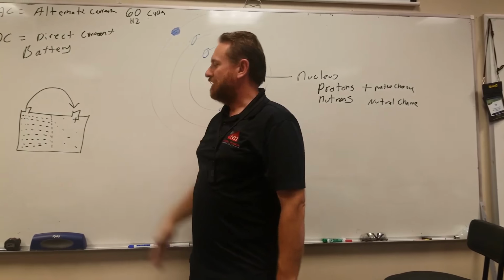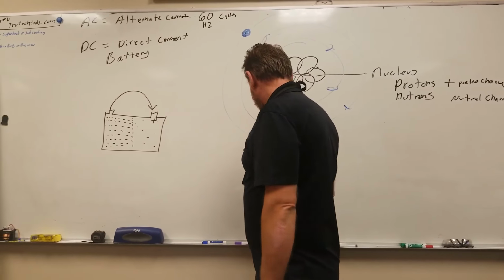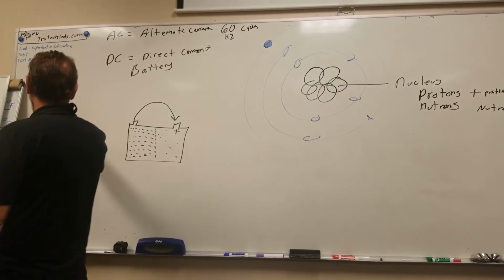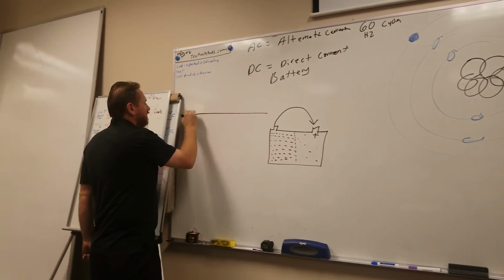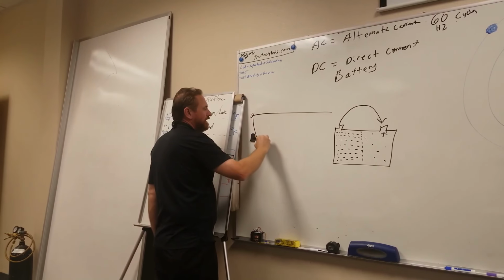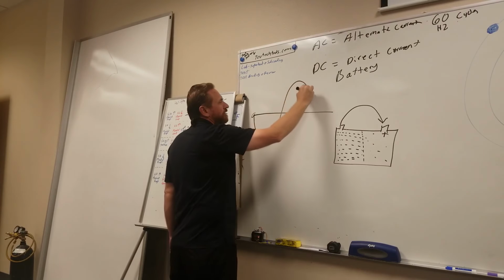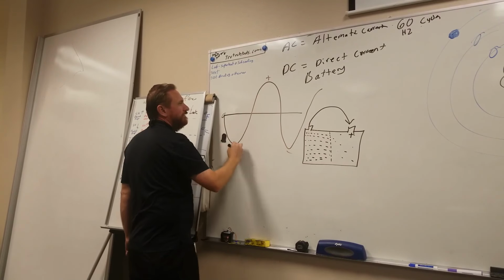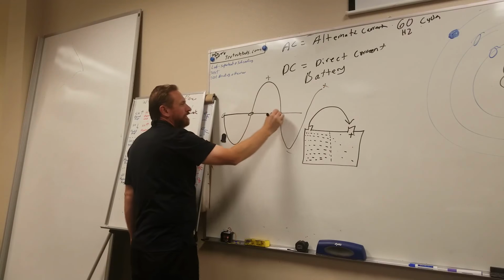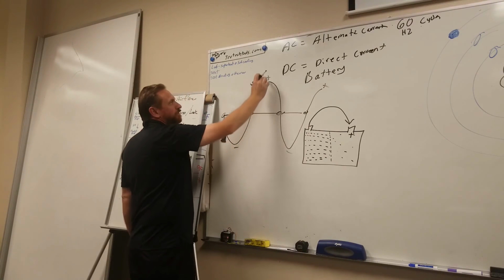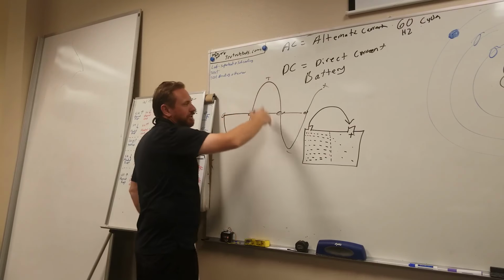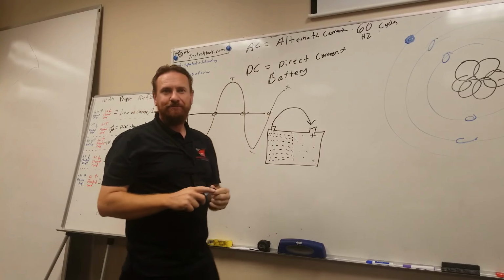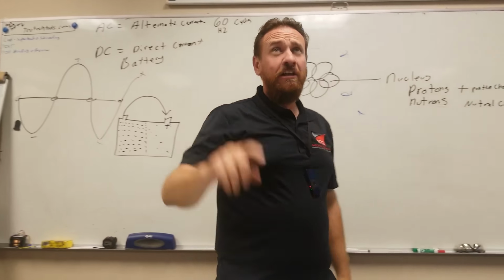Alternating current changes direction 60 times a second, and really quickly we'll introduce a sine wave to you. Sine wave, you have a 0 point. Electricity is going to go negative, positive, negative, positive. Here's the 0 points where it's changing. So it's positive voltage, negative voltage, flowing one way, back the other, all the time. Changing direction 60 times a second.